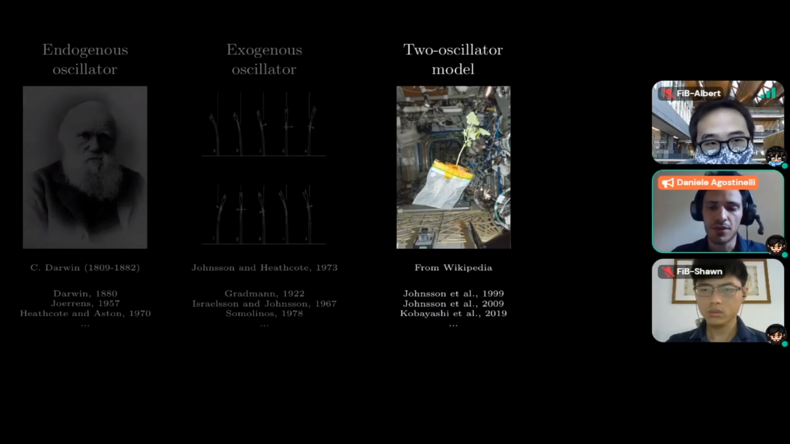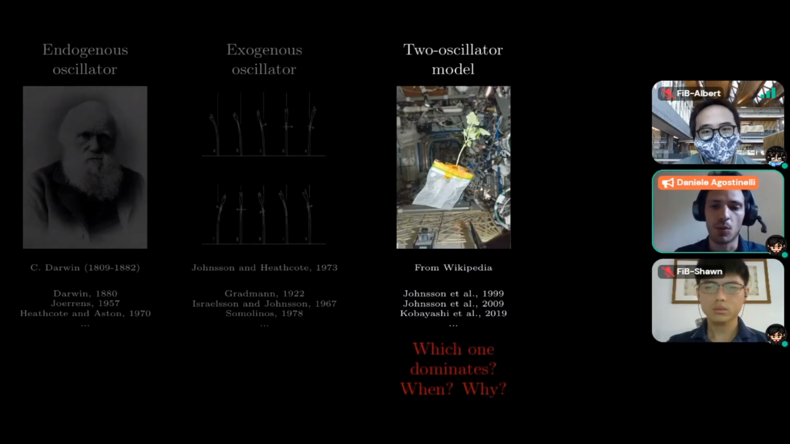So this new theory is very interesting, but it leaves open some questions. If it is true that there are both endogenous and exogenous oscillations, which one of them dominates, when, and why?